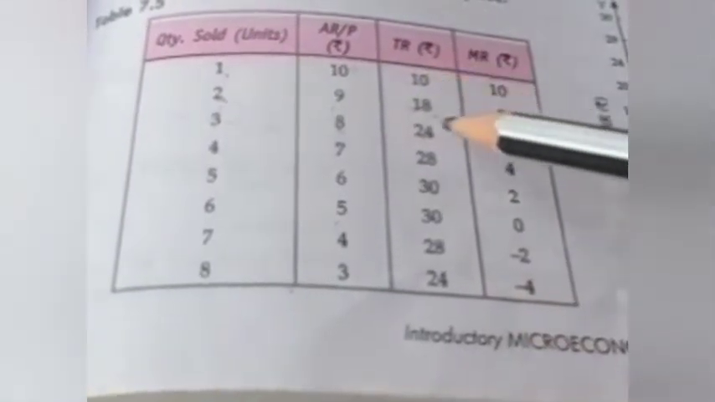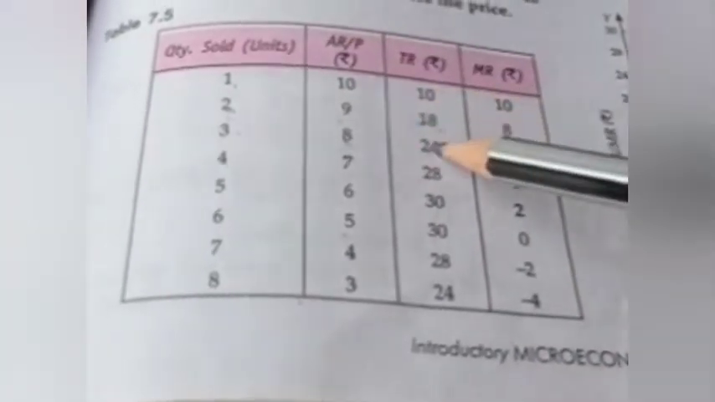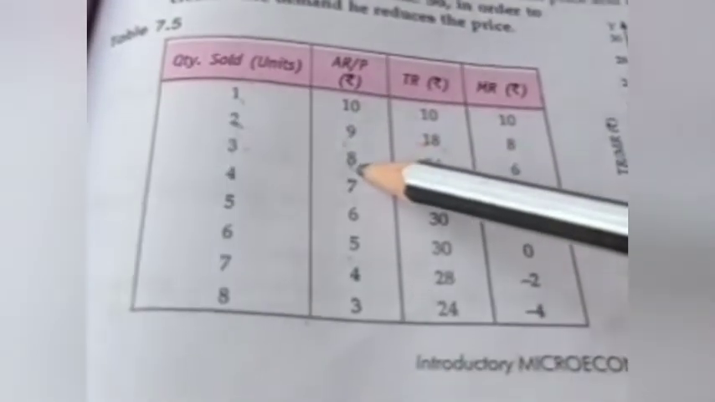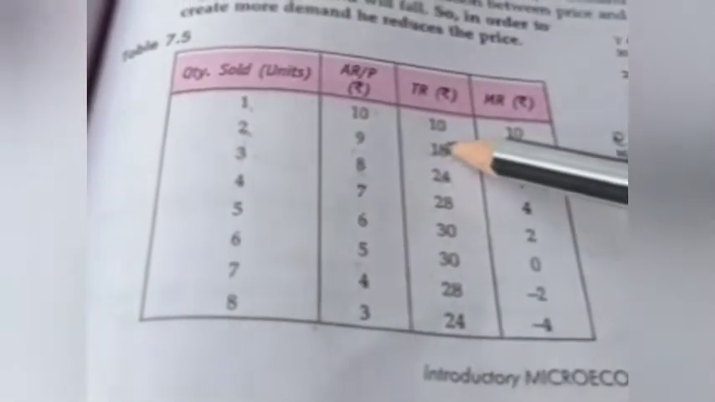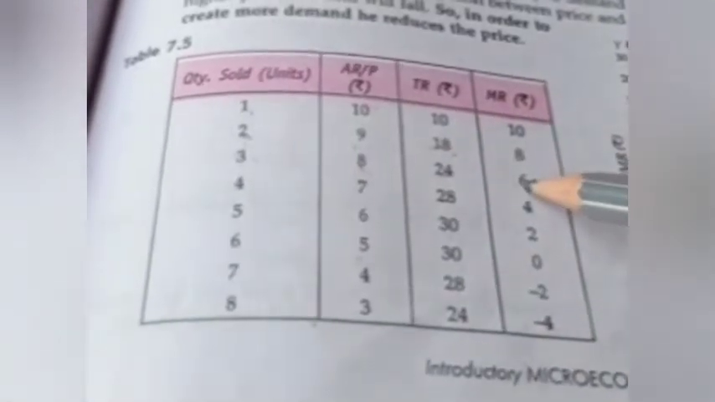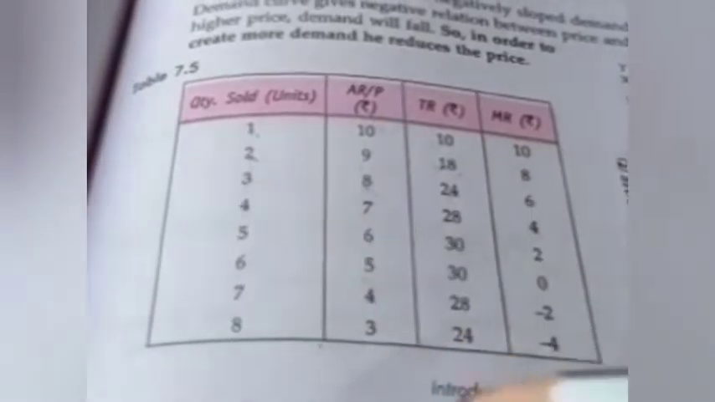When three quantities are sold, total revenue is 24, average revenue is 24 by 3, that's why we get 8, and marginal revenue is 24 minus 18, that's why we get 6, and 3 minus 2 is 1, so it is 6 by 1, that's why we get 6. We continue in this way. Okay, students?